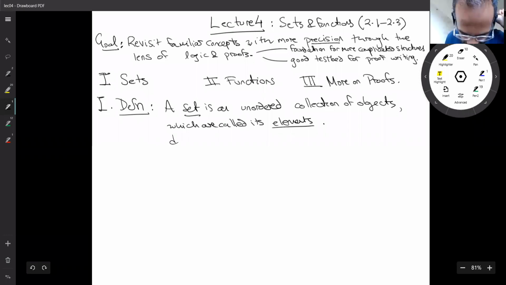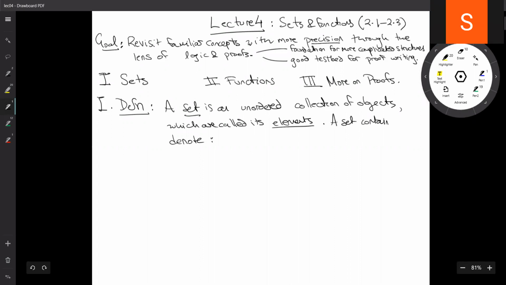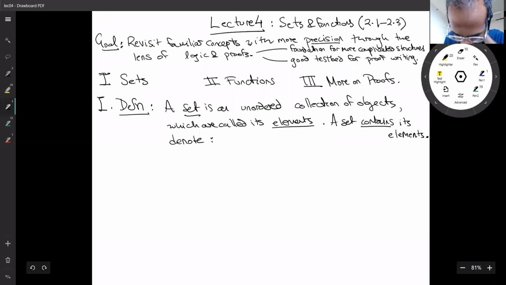And we denote this relationship. The key relationship is this notion of containment, right? So a set contains its elements. And this is denoted by the symbol, the Greek small epsilon: x ∈ A means x is an element of A. And if I put a slash across it, it means x is not an element of A.